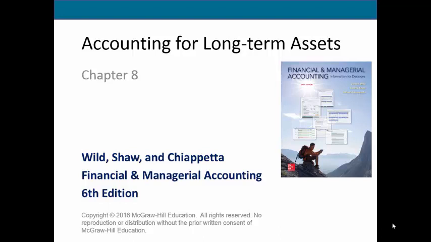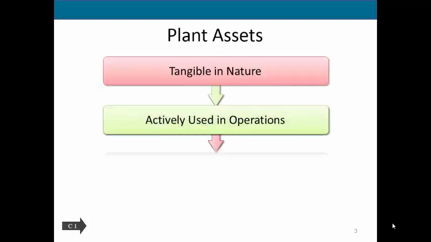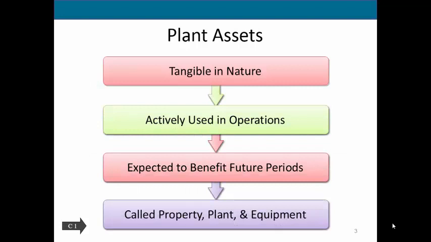Finally, we'll look at a couple key ratios, and that's what we're going to do as we go through Chapter 8. So first, let's begin with cost determination. This is what I was saying when we're talking about these larger types of assets. There's a lot of costs related to purchasing these assets. So all of those go into the value at which we put these items on our books.